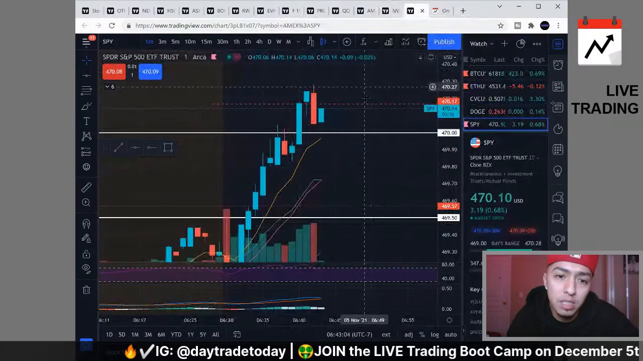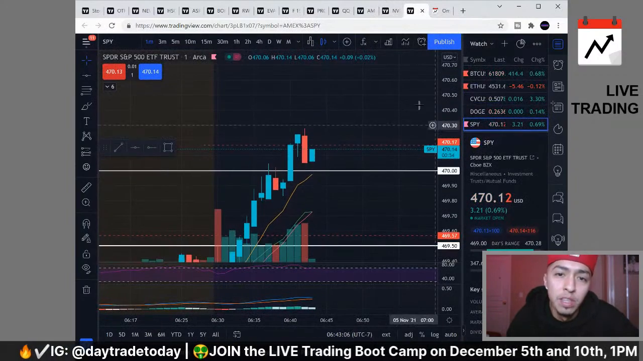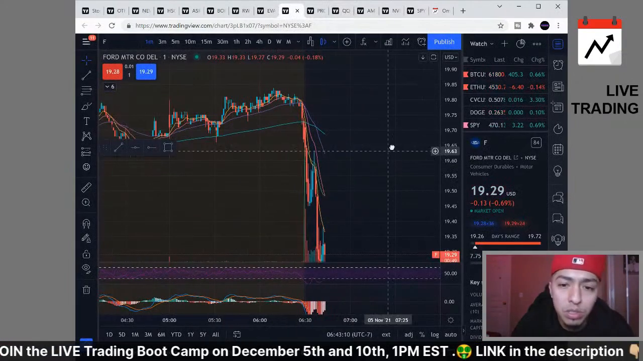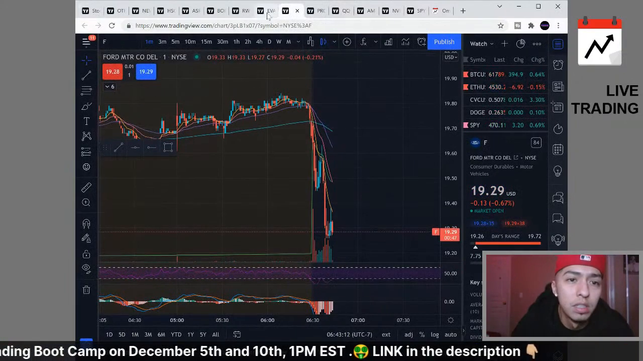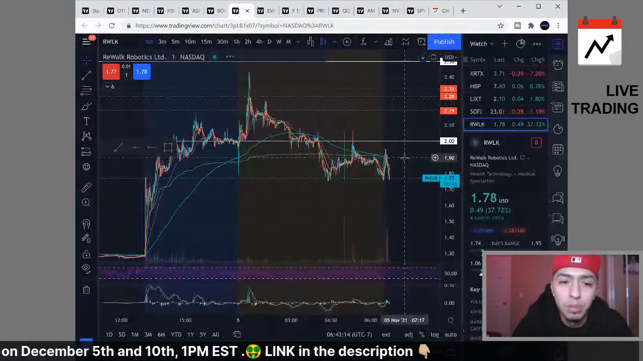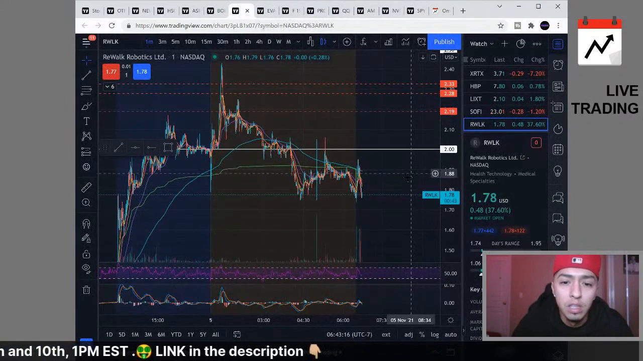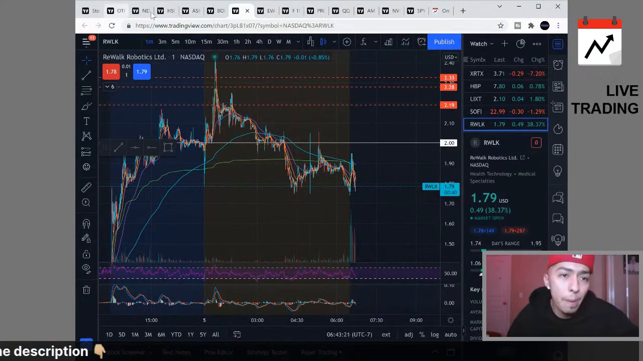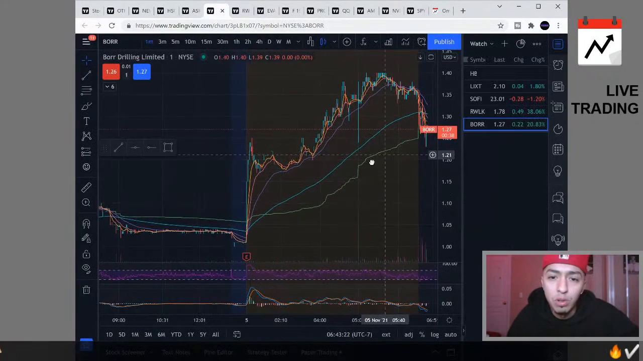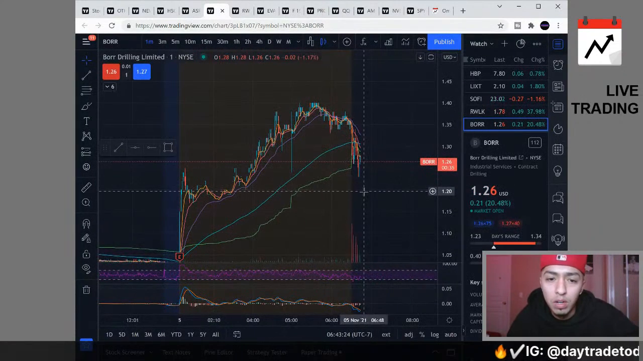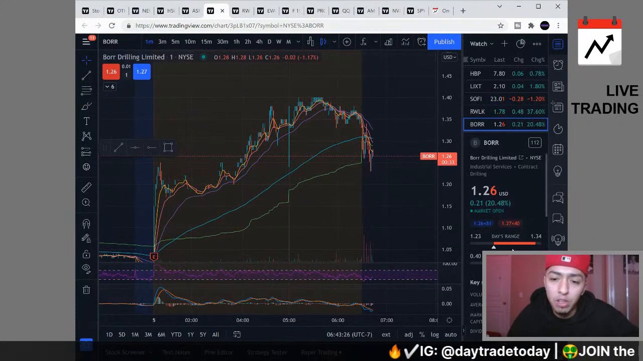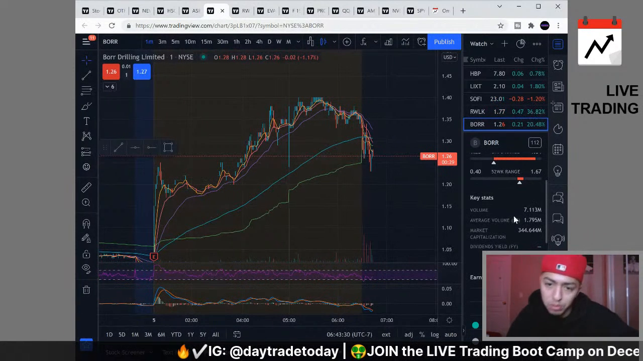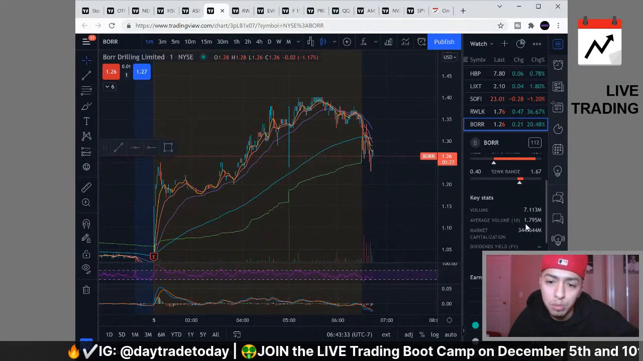Let's see, SPY is still looking bullish. Let's go to a few other tickers, regular stocks. Let's go to RWLK. Nothing on RWLK. Let's go to BORR. We have 7 million in volume on BORR. Average volume is almost around 1.7 million, almost 1.8.